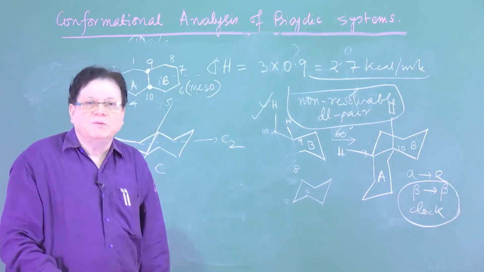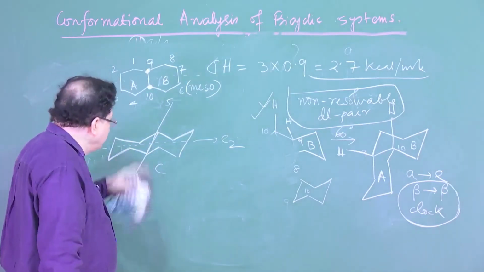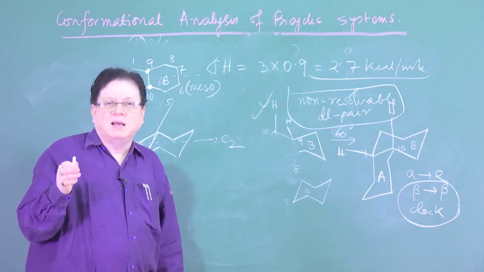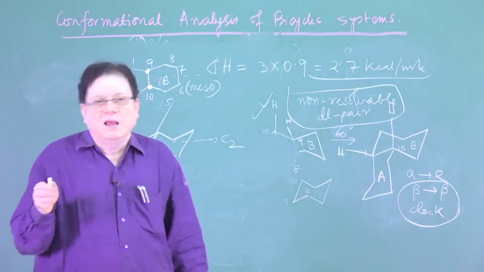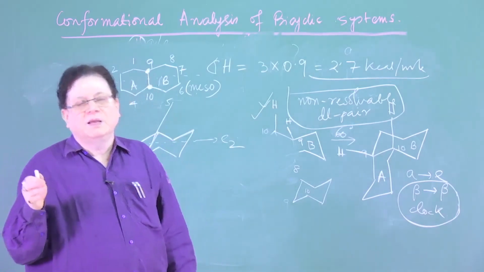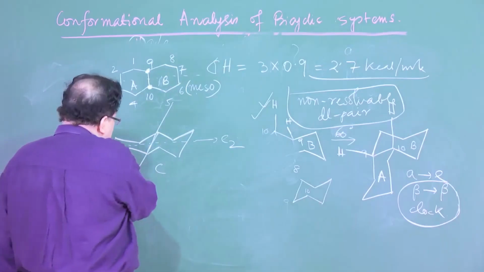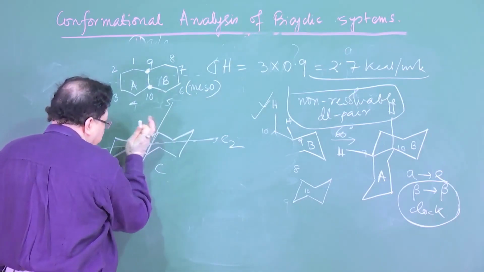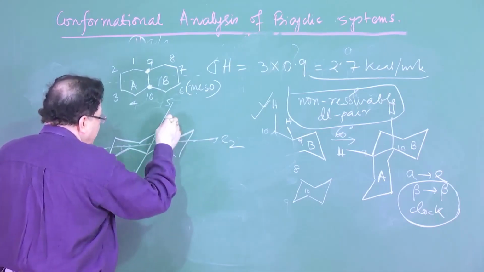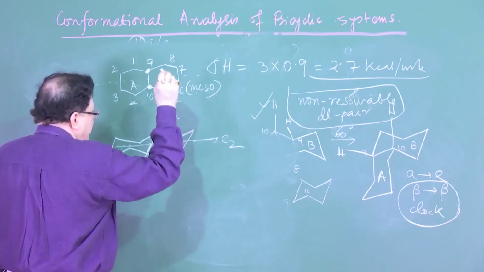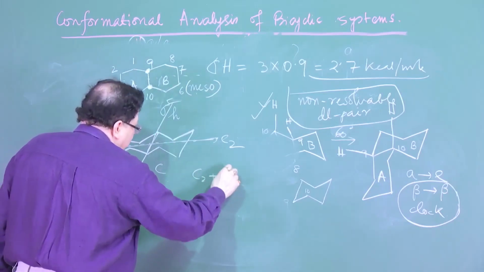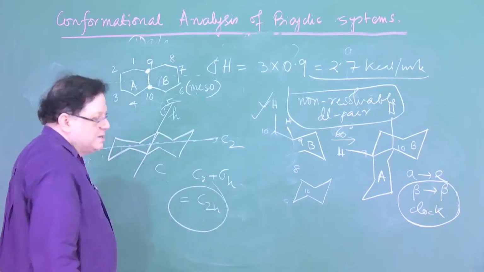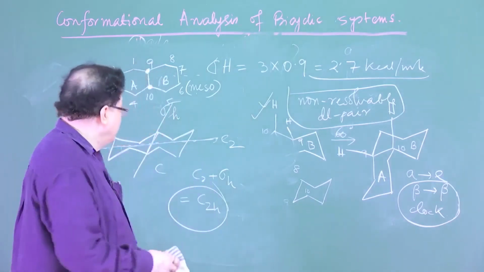However, what is the definition of horizontal and vertical? How do you decide the planes? If something is perpendicular to the principal axis, that is horizontal. If that is aligned containing the principal axis, then that is vertical. Here the C2 is lying in this direction. So, the plane we are talking about is perpendicular to the C2. So, that will be a sigma H. So, C2 plus sigma H makes it C2H. So, that is the point group of trans Decalin.